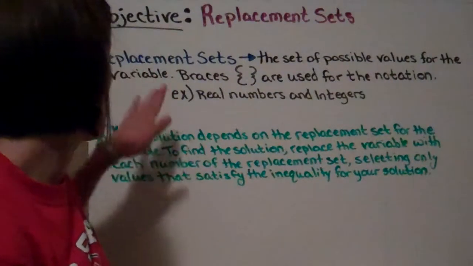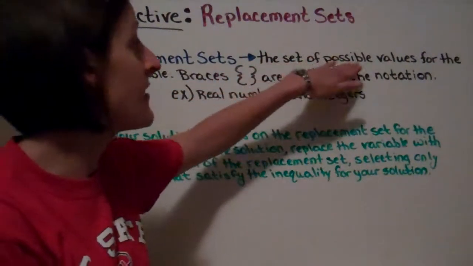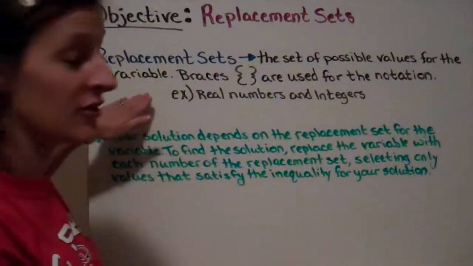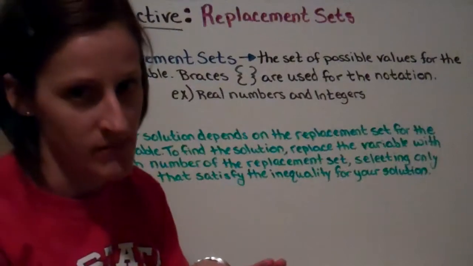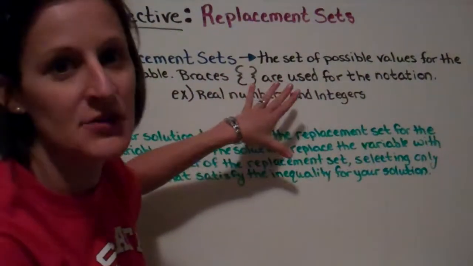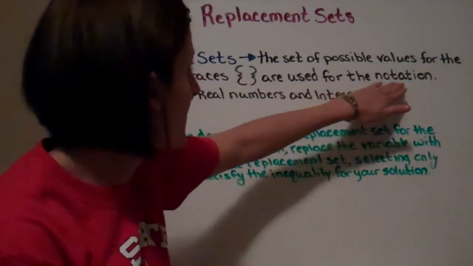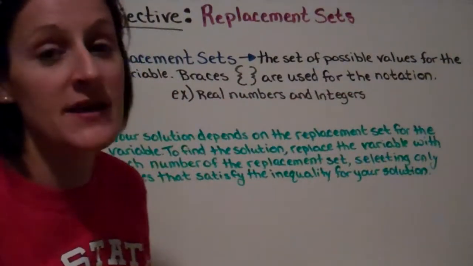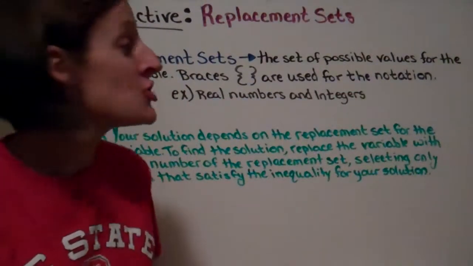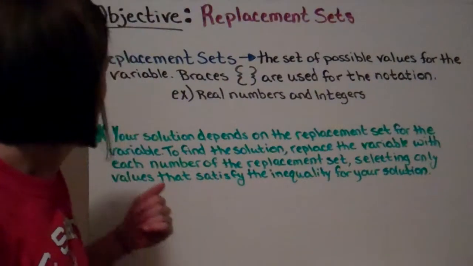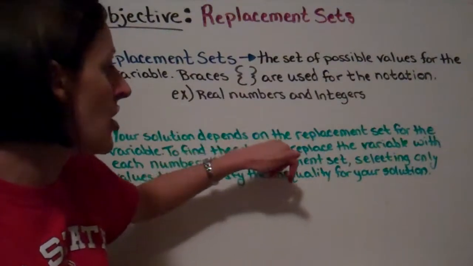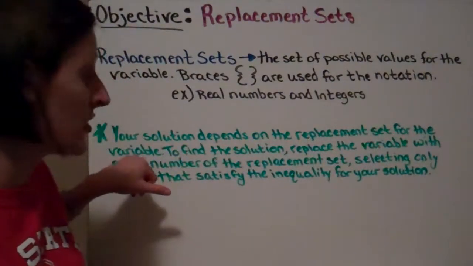Replacement sets. Now, a replacement set is the set of possible values for the variable. Braces like these are used for the notation. A replacement set could be all real numbers, or integers, or it could give you just a set of numbers. Now, your solution depends on the replacement set for the variable.